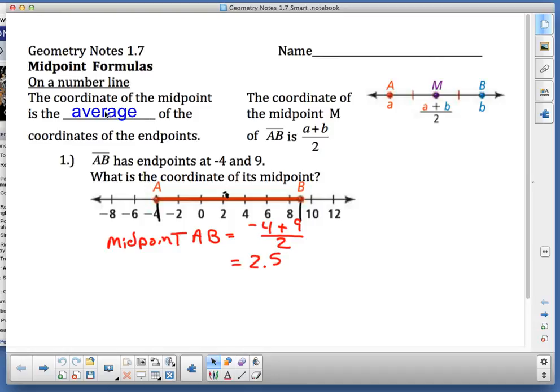Okay, now we're going to do something just like it with two dimensions, except I've got to do the average of the x's and then the average of the y's. The x's are the horizontal average, the y's are your vertical average. And where those averages come together is going to be the midpoint of whatever point we're at. So let's look at an example of it.